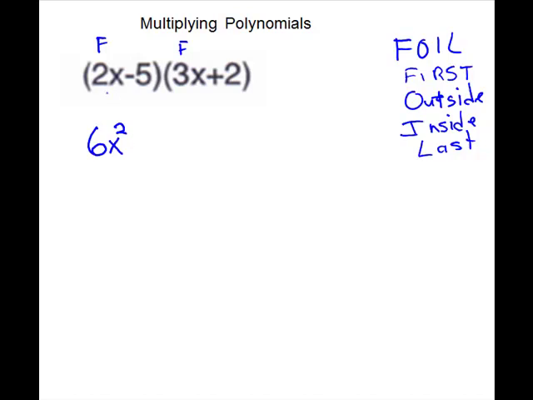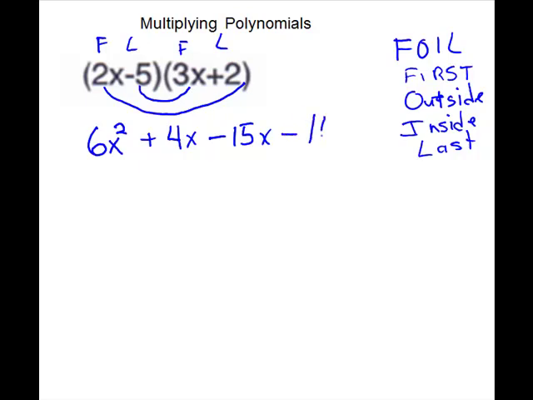And then you're going to multiply the ones on the outside edge. Right, so 2x times 2 is 4x. Inside, so the innermost terms, 1 from each set of parentheses. Negative 5 times 3x will be negative 15x. And the last terms are the last terms in each set of parentheses. Negative 5 times 2 is a negative 10. Your parentheses comes off. You're done multiplying.